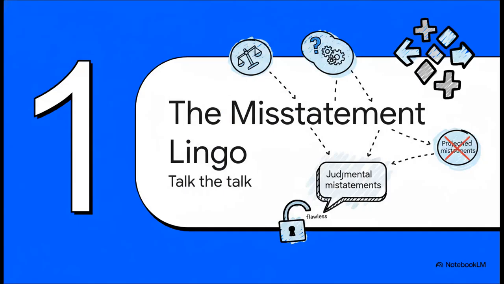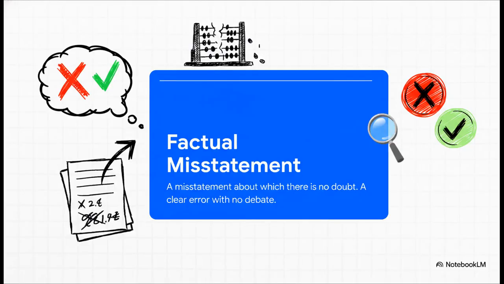Okay, so first things first. Before we can even use the cheat code, we gotta speak the language. There are three main types of misstatements you absolutely have to know. Getting these straight is the very first step to building that flawless answer. First up, we've got the factual misstatement. Honestly, this is the easy one.